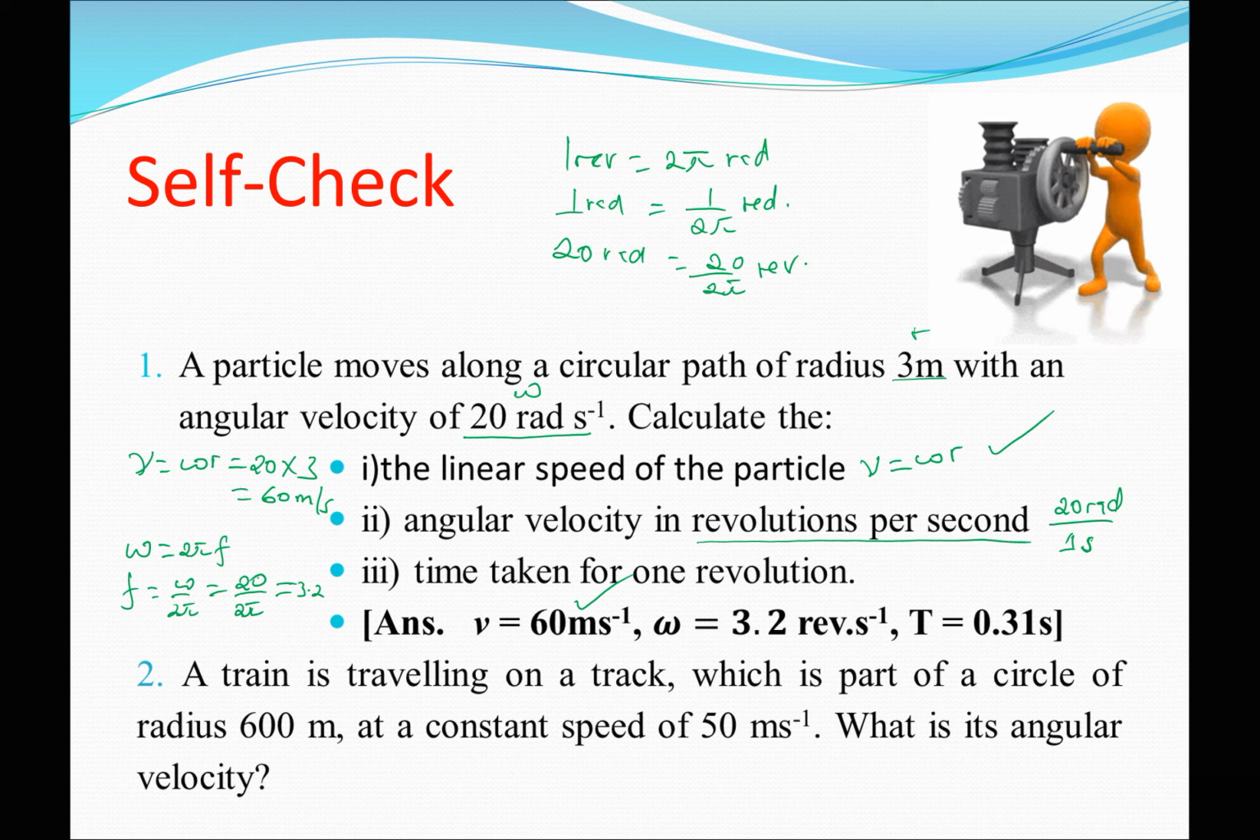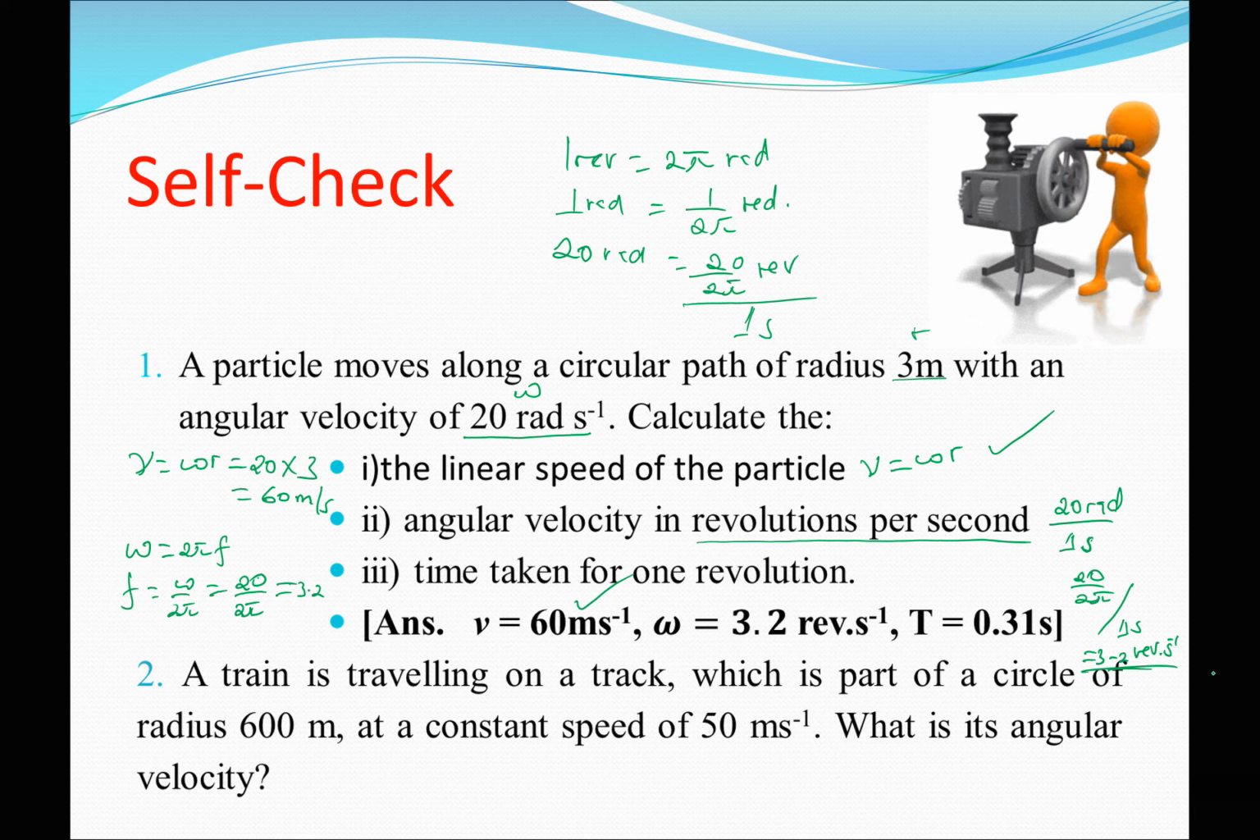But remember, it was revolutions per second, so I just divide this by 1 second. That's why I'm saying this will be 20 divided by 2 pi, then divide by 1 second. So it is the same as this here, which gives you 3.2 revolutions per second. So it's the same thing.